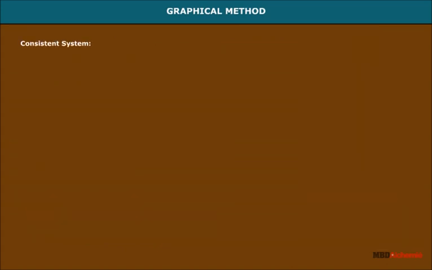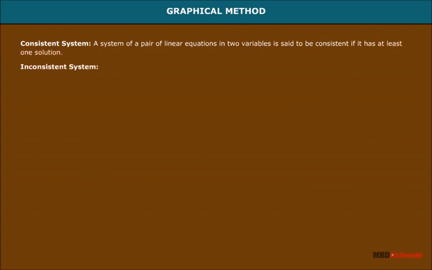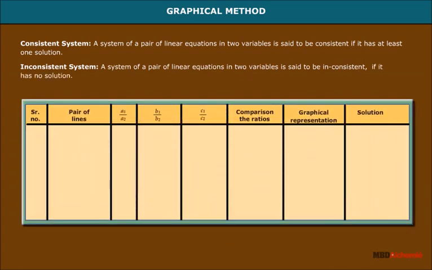Consistent system. A system of a pair of linear equations in two variables is said to be consistent if it has at least one solution. Inconsistent system. A system of a pair of linear equations in two variables is said to be inconsistent if it has no solution. Here is a table which shows the nature of the system of a pair of linear equations in two unknowns.